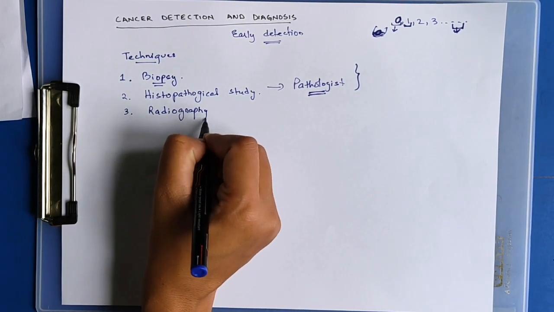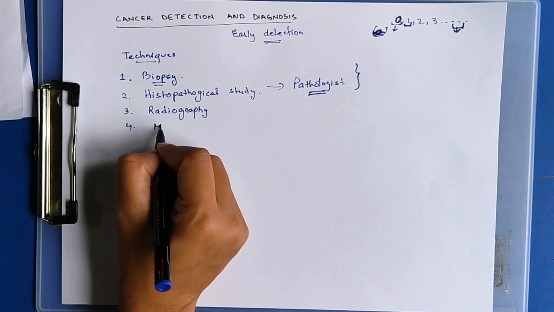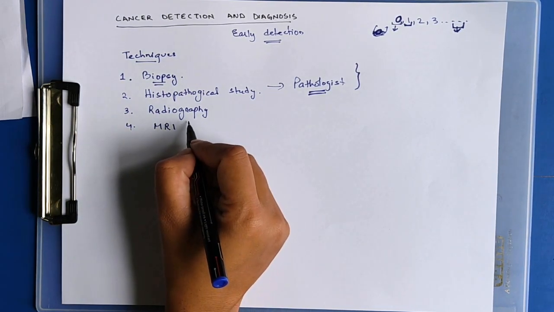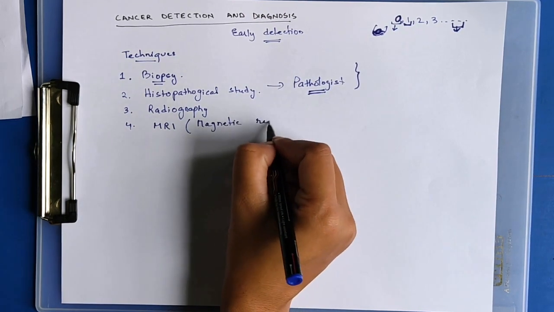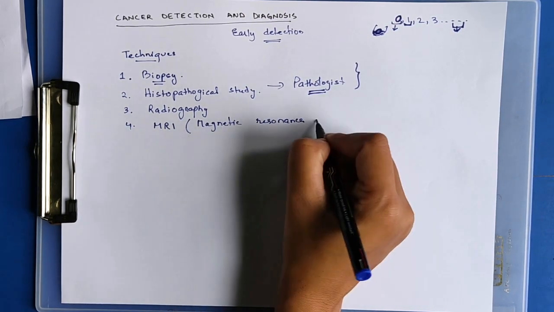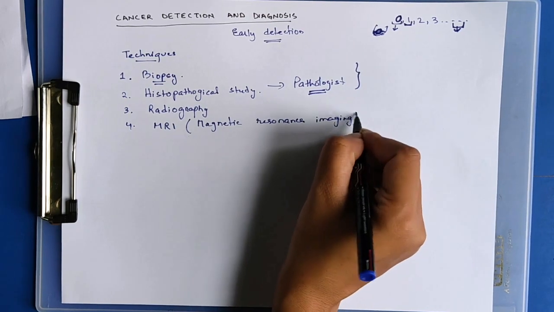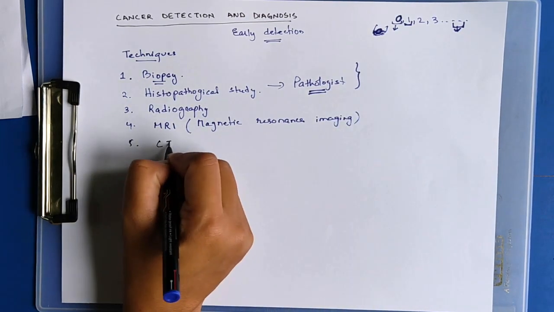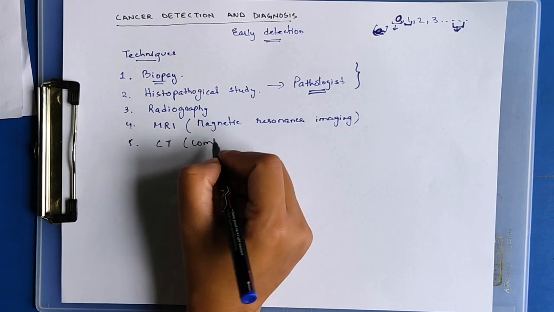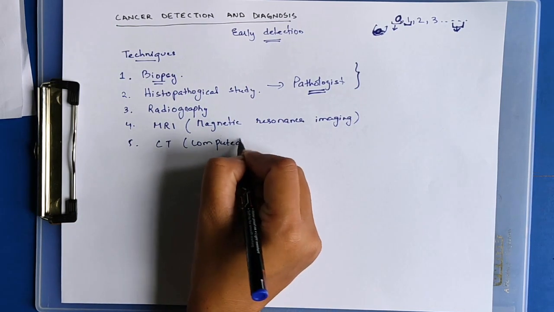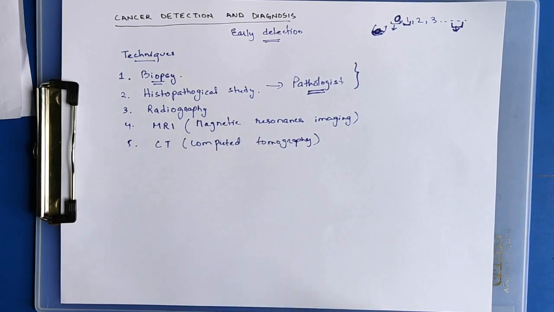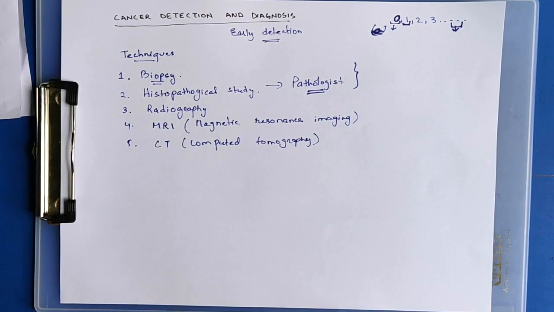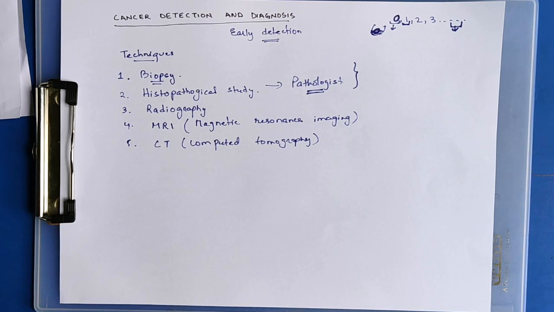Radiography techniques, which is known as MRI, magnetic resonance imaging. There are also CT, computed tomography. With the help of this CT and MRI radiography, we can see lumps in the stomach.